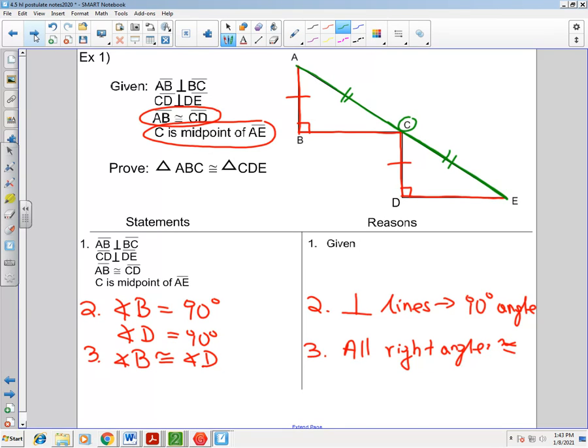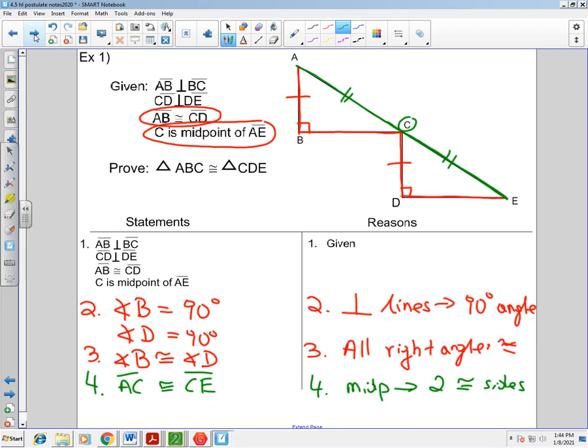Why? Definition of midpoint. So step 4, please write AC is congruent to CE. And the reason, you could say definition of midpoint. I would just say midpoint implies two congruent sides.